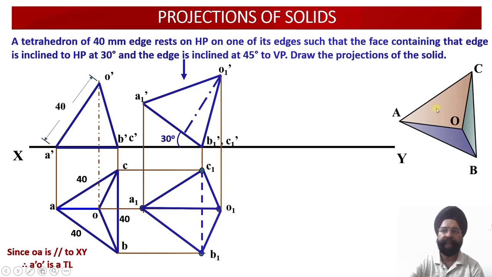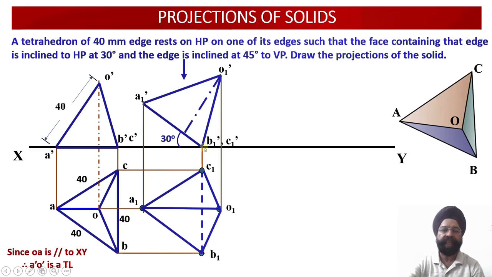So now we will verify. We have to join the edges A, B, C of the base. So please see, we have joined A1, B1 and C1. Similarly, we have joined OA, OB and OC. So please check, O1A1 has been joined, O1B1 has been joined and O1C1 has been joined. So this completes our plan projection when the tetrahedron is resting on one of the edges, and the face containing that edge is inclined at an angle of 30 degree.